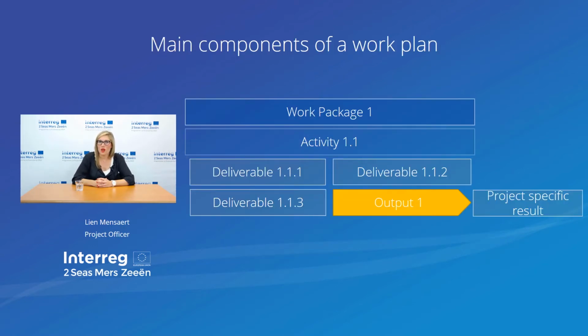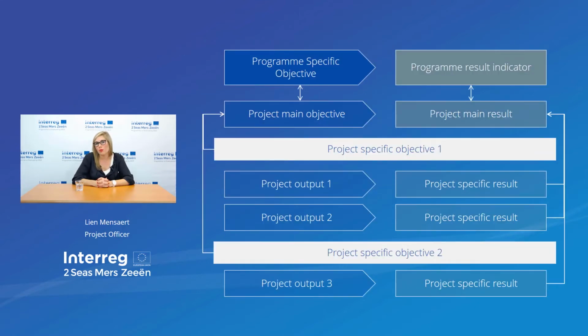So the main components of a work plan are work packages, activities, deliverables, and outputs. As every 2Cs project is result-oriented, it is very important that we start with the project-specific results before we start the actual framework of how we can deliver our outputs and our deliverables. So firstly, coming back to the intervention logic, you will see that every project will have to propose a project main result. This project main result is then linked to a program result indicator as explained in the video on the intervention logic by my colleague.